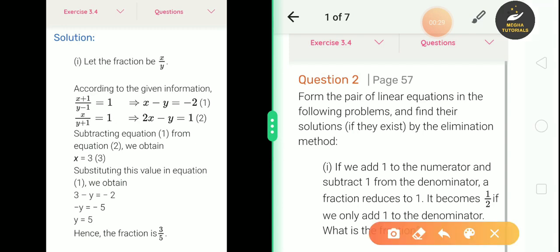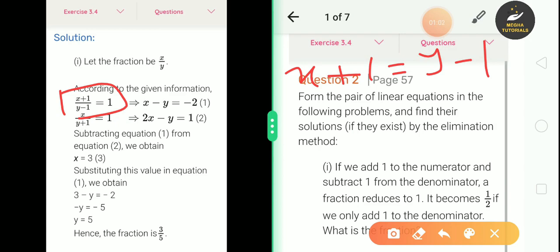So let the fraction be x upon y, that is, the numerator is x and the denominator is y. From the first condition, if we add 1 to the numerator and subtract 1 from the denominator, x plus 1 upon y minus 1, the fraction reduces to 1, so it is equal to 1. If you solve this further, you will get x plus 1 is equal to 1 into y minus 1, and 1 into anything is the same number.